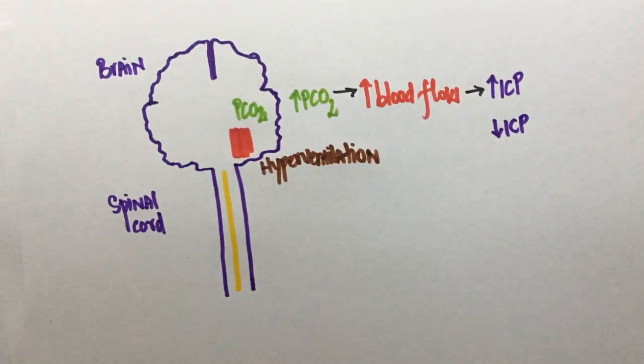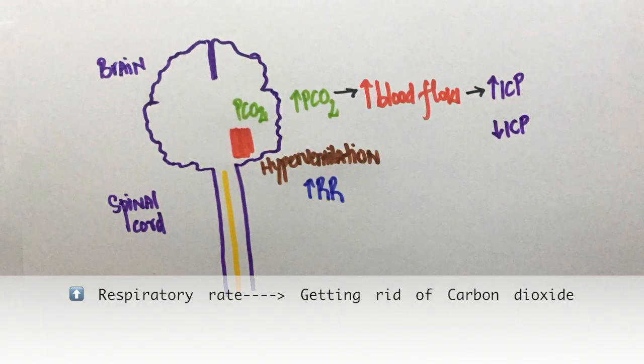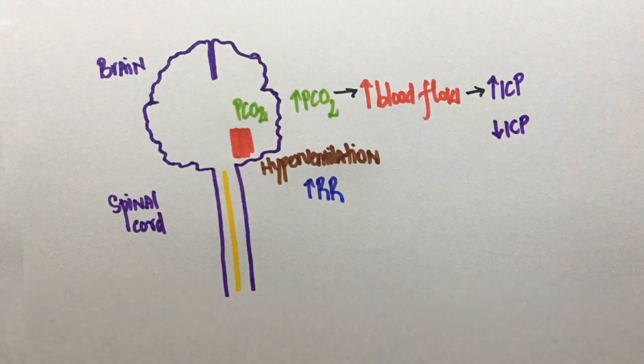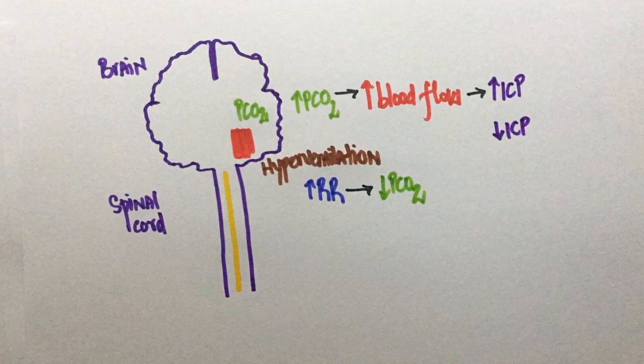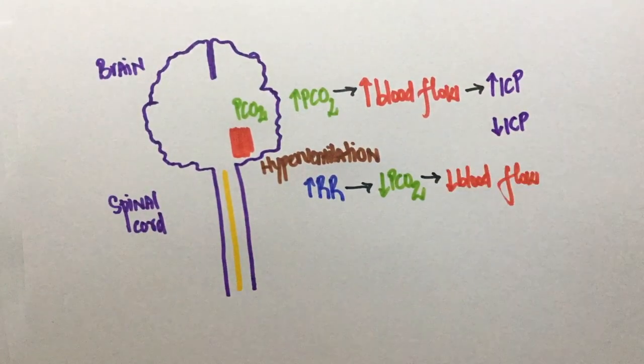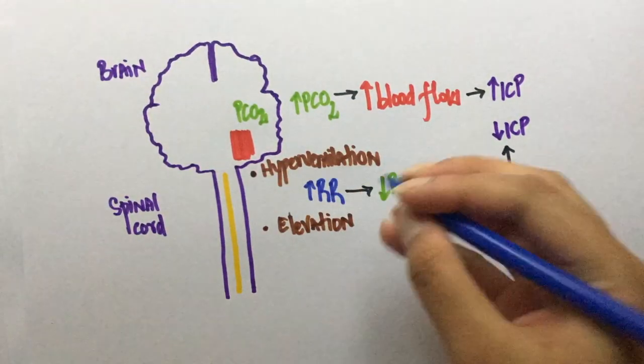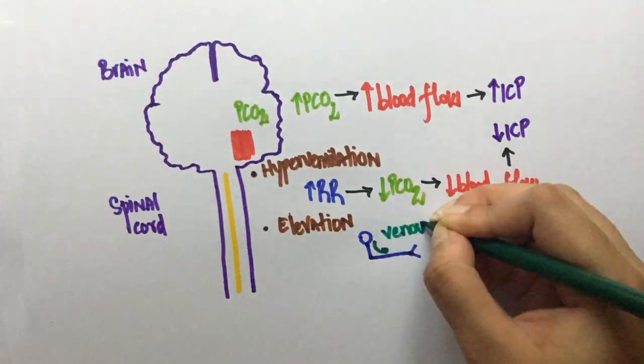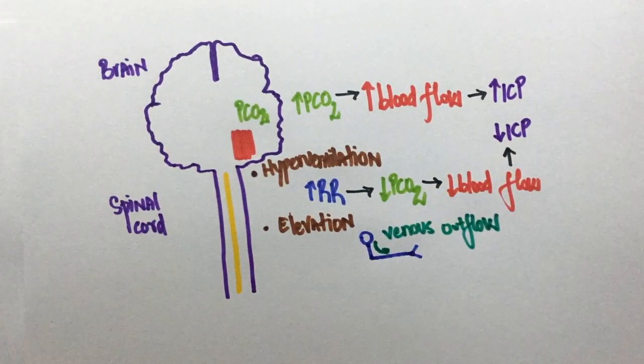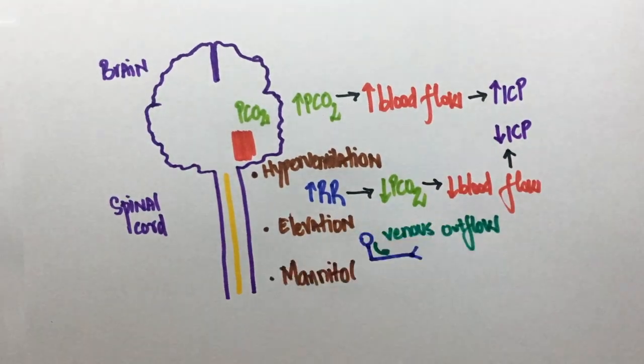When we increase the respiratory rate, we are getting rid of carbon dioxide by expiration rapidly. So, the PCO2 will be low. Since we have low PCO2, there will be vasoconstriction and the amount of blood getting to the brain will be decreased. This helps us reduce the intracranial pressure. Other ways to reduce intracranial pressure is by elevating the head of the patient's bed. This is done to increase the venous outflow. We can also reduce the intracranial pressure by providing mannitol.